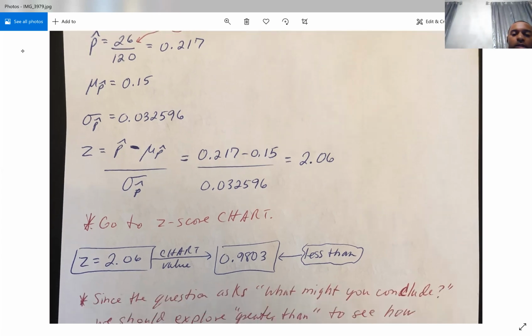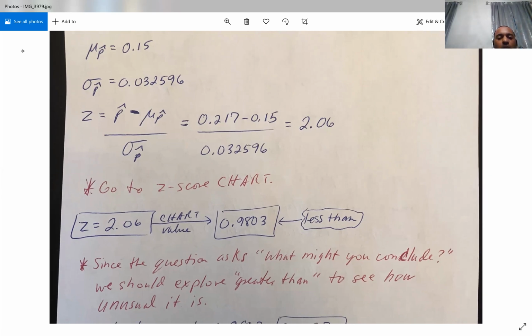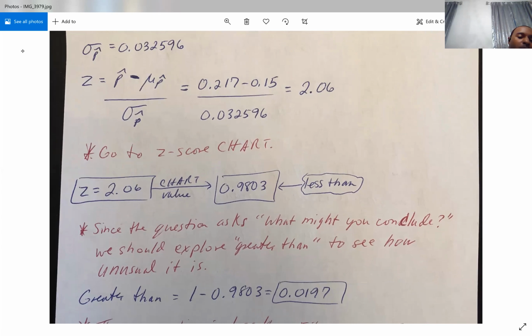All right. Since the question asks, what might you conclude, we should explore greater than to see how unusual it is. So remember, whenever we're trying to find greater than, we take the chart value and subtract it from 1. We have 0.0197.